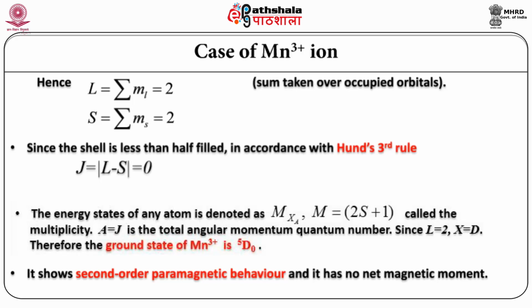This is very interesting, as you can see that it is very different from the previous 2 cases that we dealt with. That is, Mn3 plus has no net angular momentum, J equal to 0, as we have found out. So this is similar to the case of ions having completely filled shells. These types of ions, like Mn3 plus and chromium 2 plus, show second order paramagnetism.